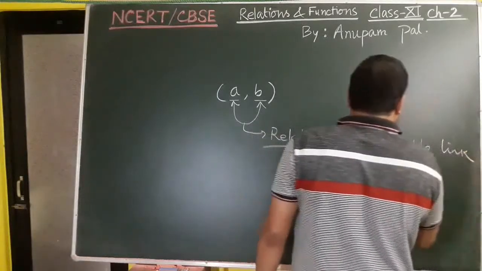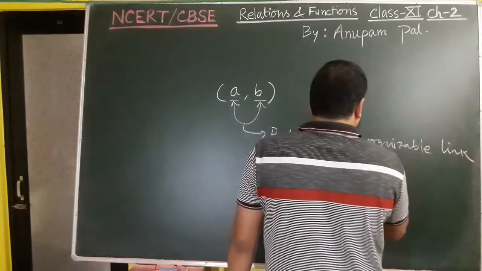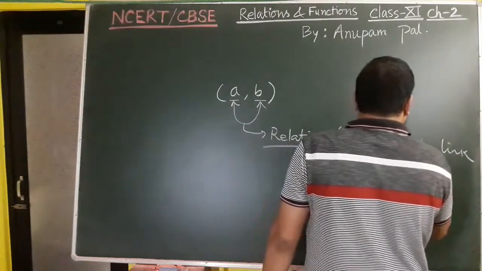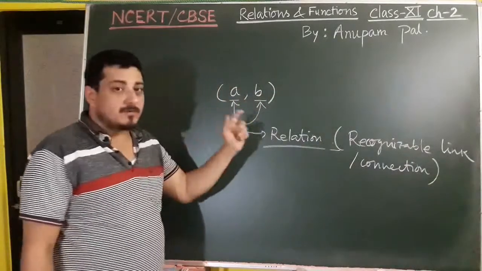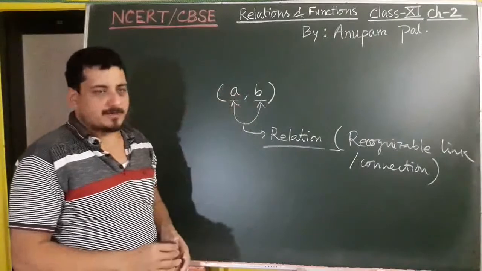Recognizable link or connection, or recognizable link or connection between A and B, the two ordered pairs that we have seen so far.